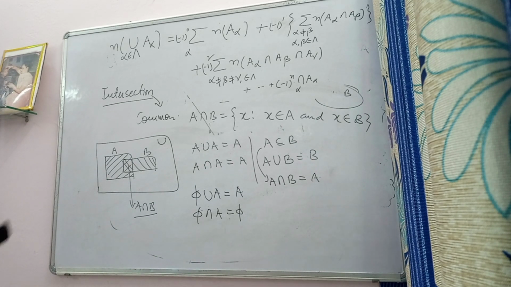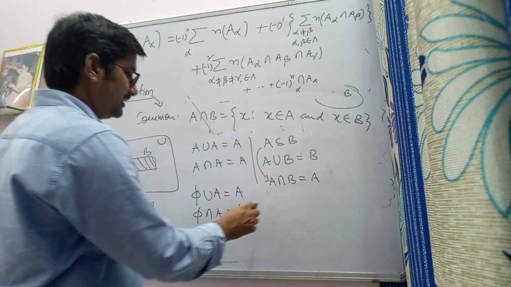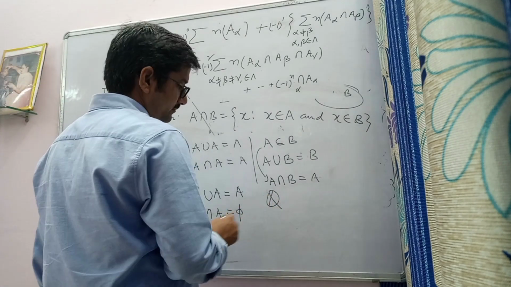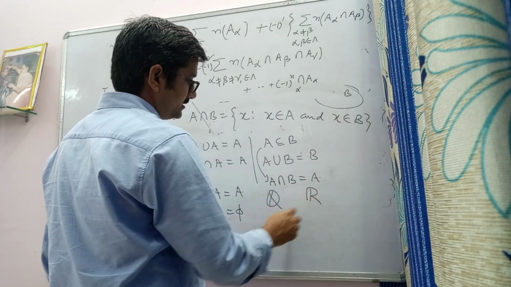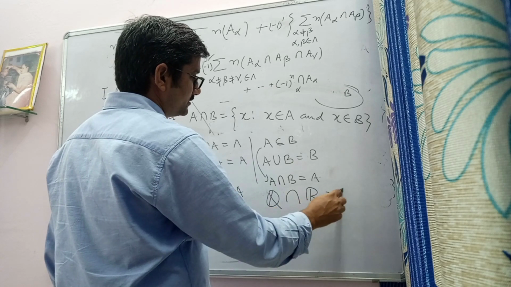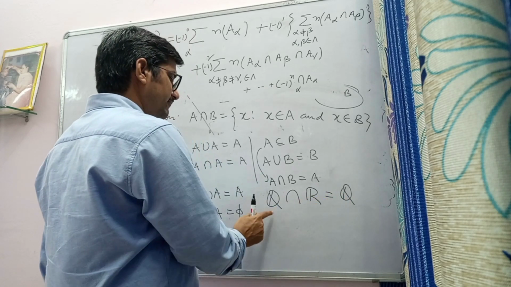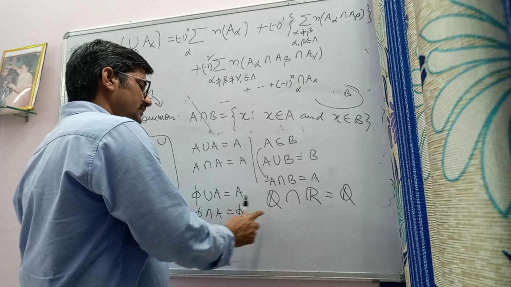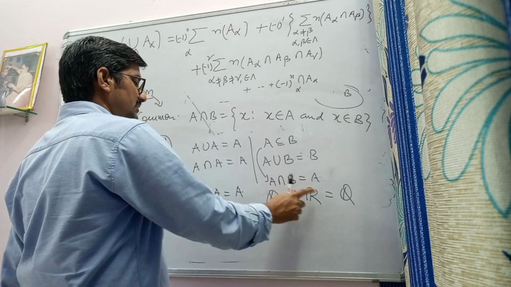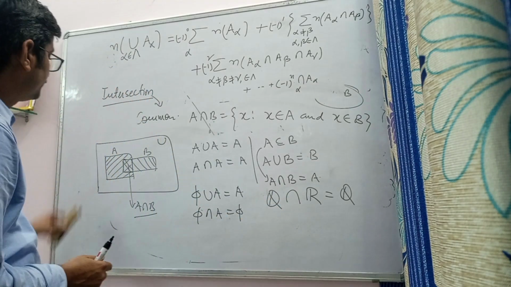So for example, if we have the set of rational numbers and the set of real numbers, their intersection is Q, because every rational number is a real number. It is the smaller set, so their intersection is Q.